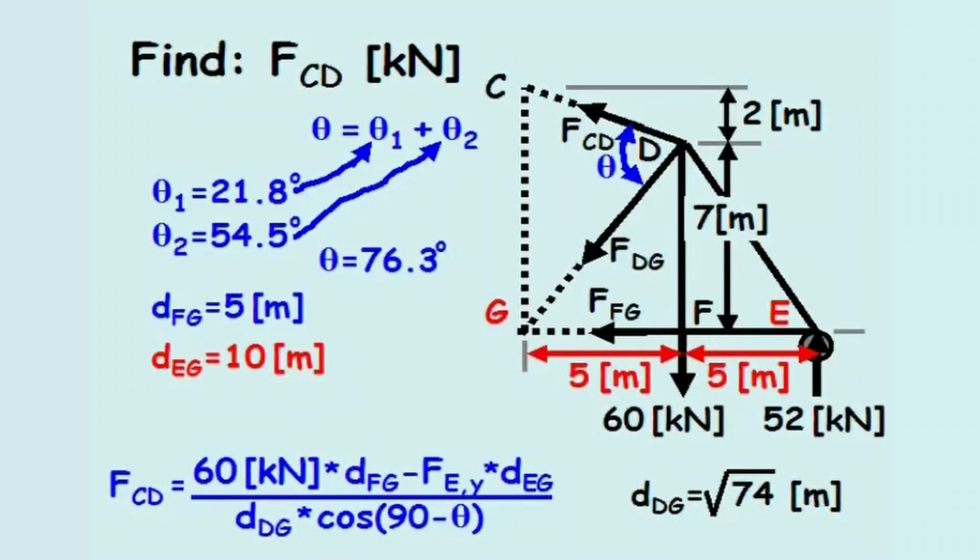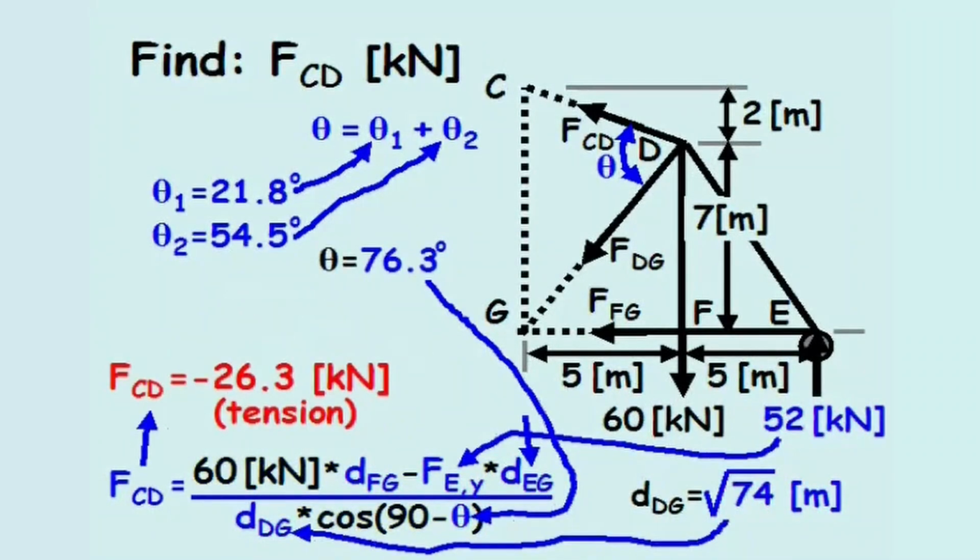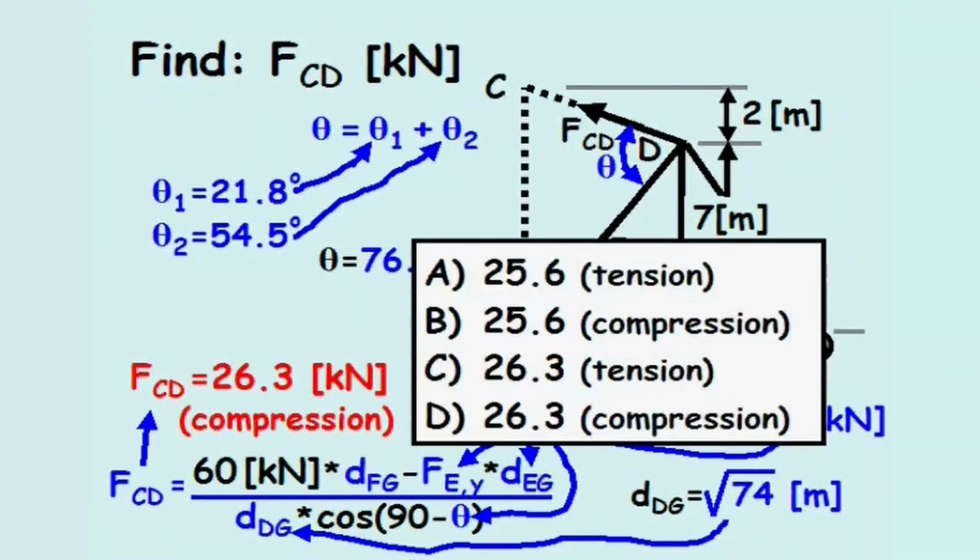Plugging these values into our equation, the tensile force in member CD equals negative 26.3 kilonewtons in tension, which is equivalent to a compressive force of 26.3 kilonewtons. When reviewing the possible solutions, the answer is D.